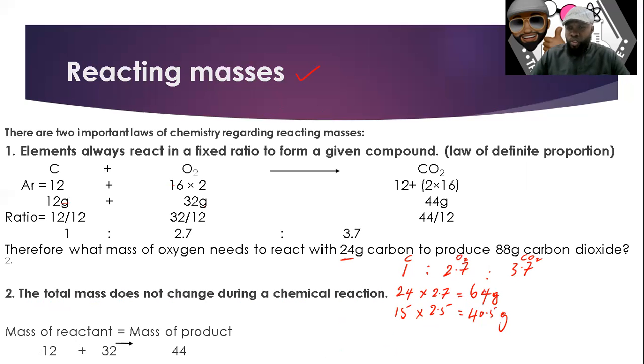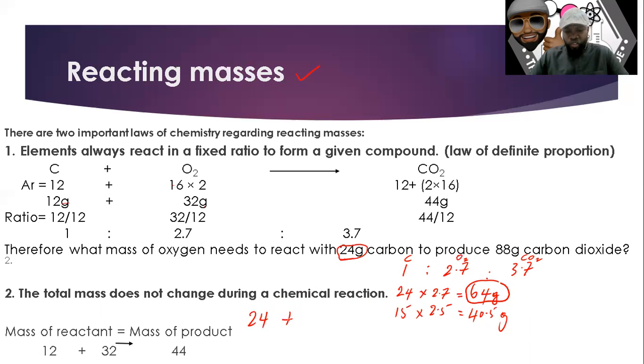So if I've got 64 grams, which I calculated, of oxygen reacting with my 24 grams of carbon there, then how much carbon dioxide should that be producing? Okay, according to the second rule, mass is never lost. So the sum of the mass of my reactants should always equal the mass of my product. So let's put this to a test.